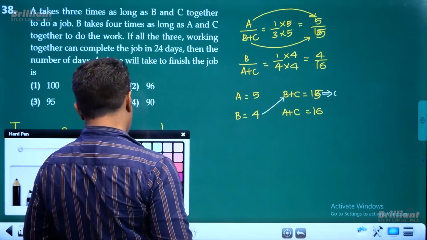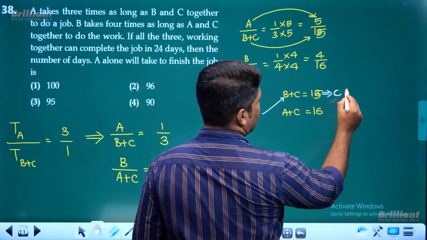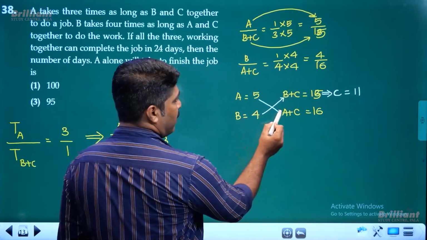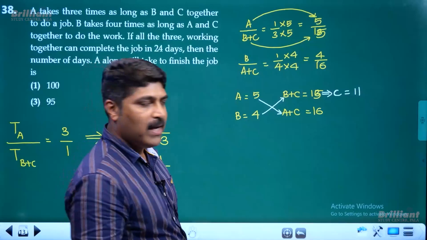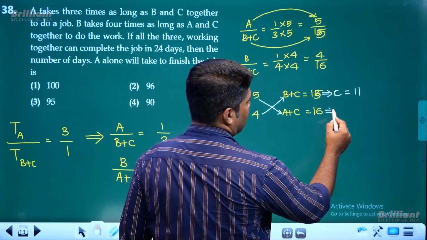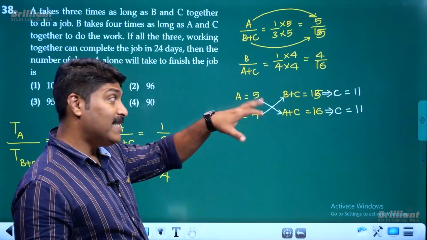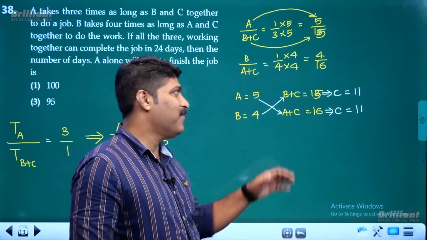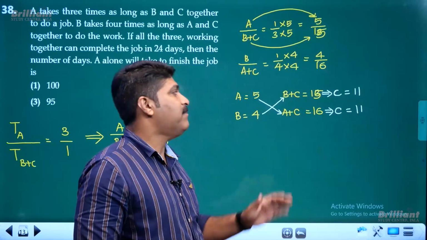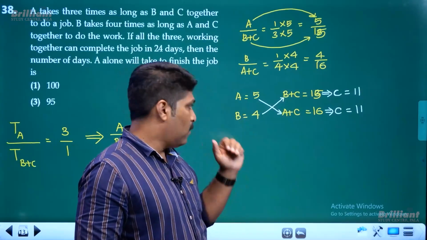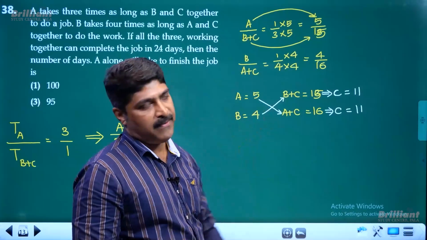So here the value of C is 11. Just substitute A equal to 5 here. Now what is the value of C here? So here C is also 11. Got it? So it's matching. In both cases we got the same value for C. That means we can take the values of A, B and C as A equal to 5, B equal to 4, C equal to 11.